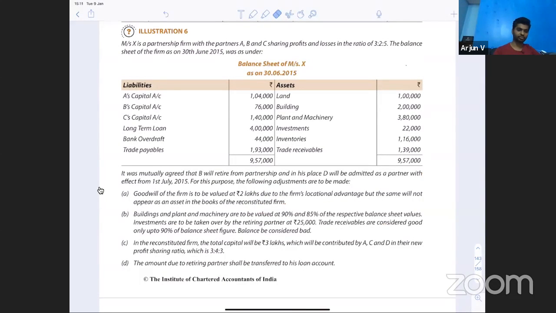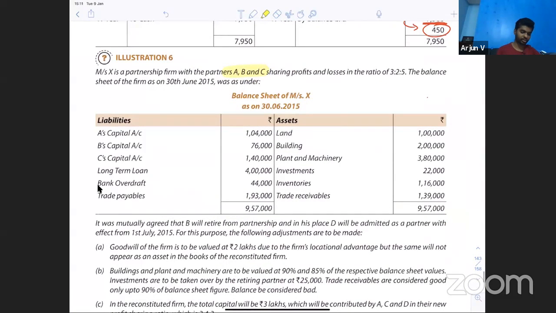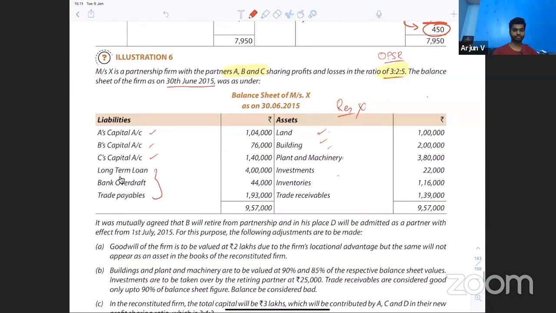MX is a partnership firm with partners A, B, and C sharing profits and losses in the ratio of 3:2:5. So old profit sharing ratio 3:2:5. The balance sheet is as under. So check whether you have something strange. Capital accounts are there, loans are there, land is there, building is there. So there is no reserve, so I don't have to worry about anything. There is no goodwill for me to write off.